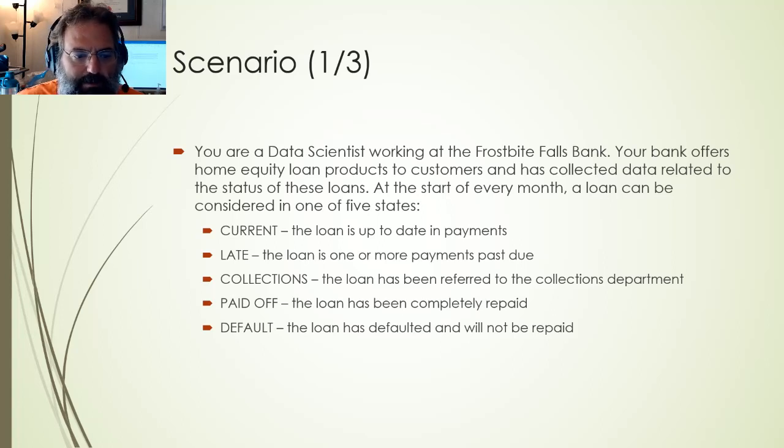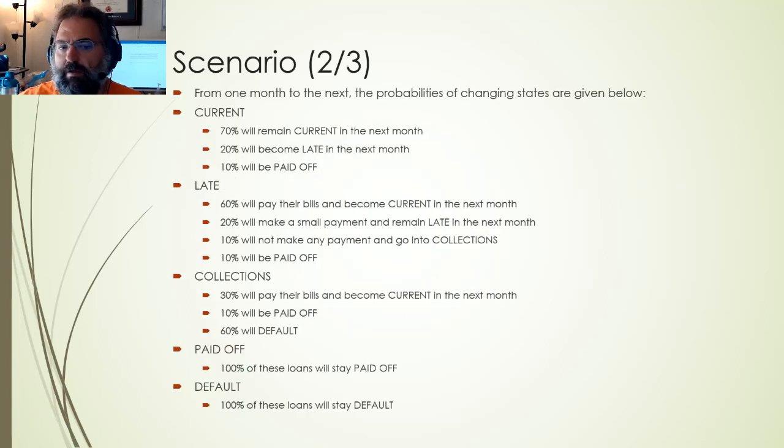So your bank's offering home equity loans. You've got some data, including basically 5 states: current, late, collections, paid off, or default. Kind of sounds a little familiar to some of the other things, right? So here's your basic transitions. If you're in the current state, 70% chance you're going to stay in that same state. So loop back to yourself, 20% that you're going to be late, 10% that you're going to pay everything off, and so on. I'm not going to drain that.